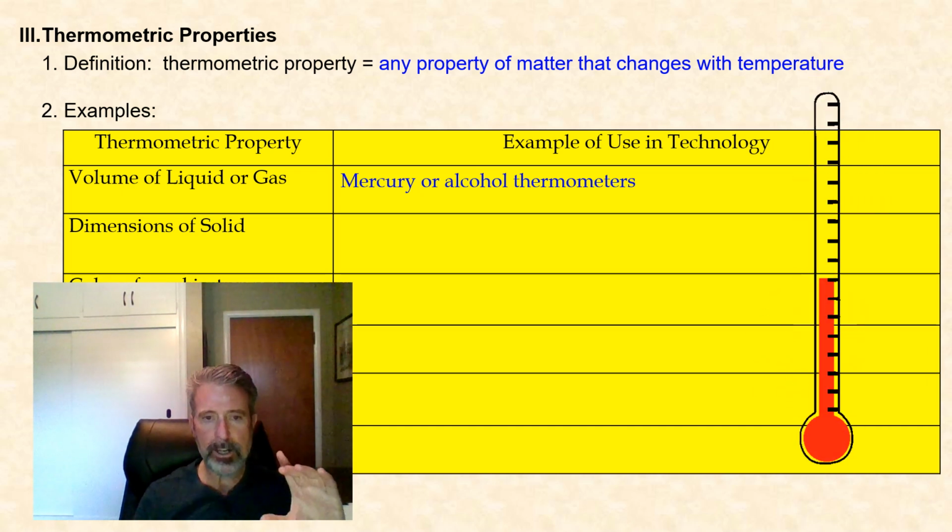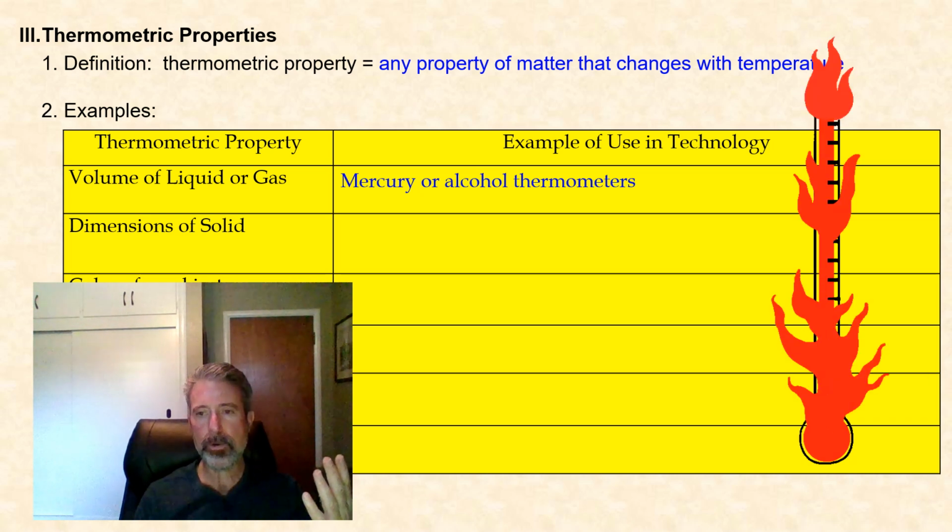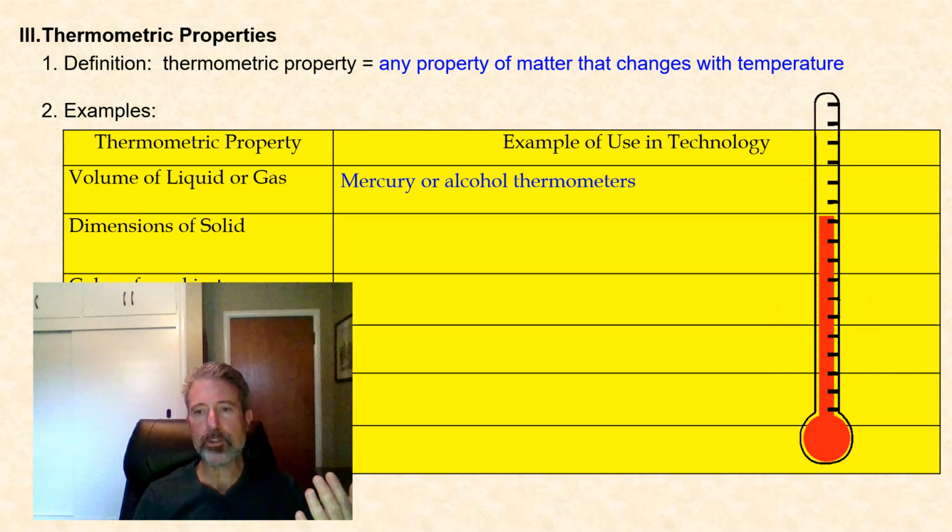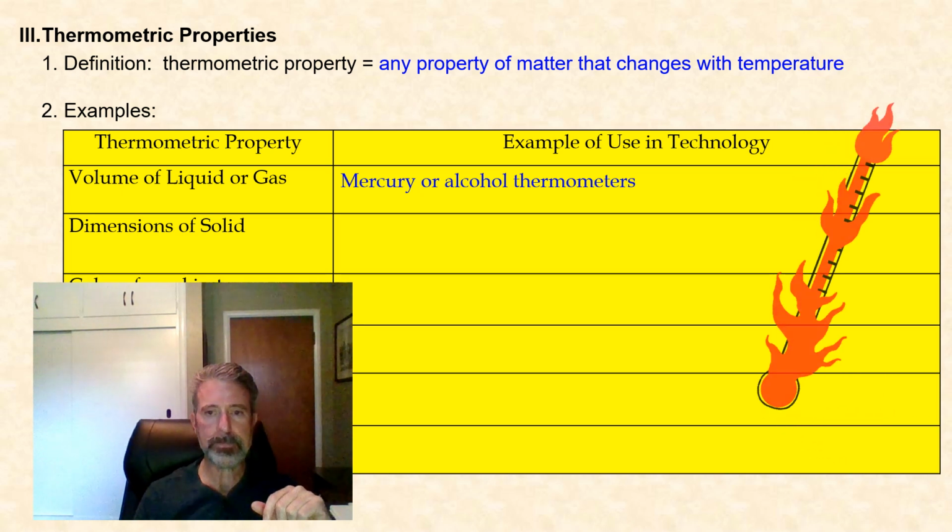You know that that column of liquid, whether mercury or alcohol, will change with temperature. As the temperature increases, there's some thermal expansion, and the volume of that liquid increases as well, causing the mercury or alcohol to rise.